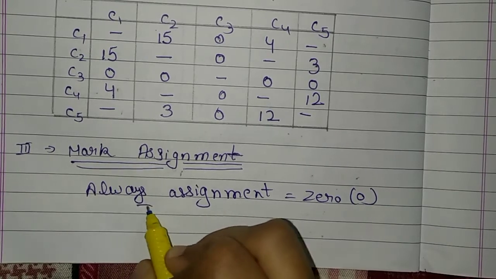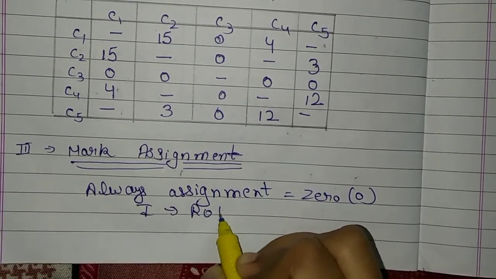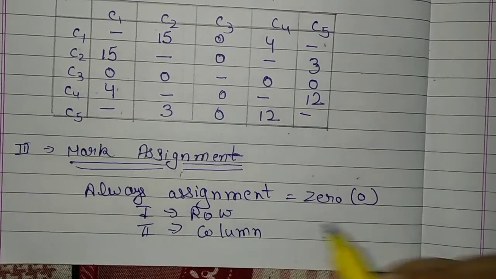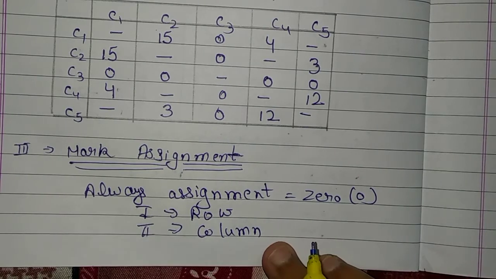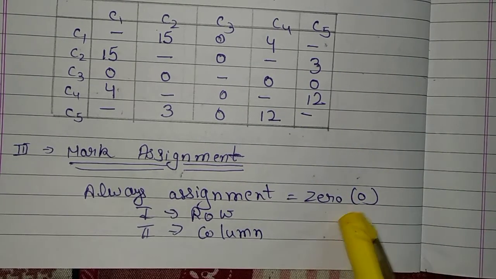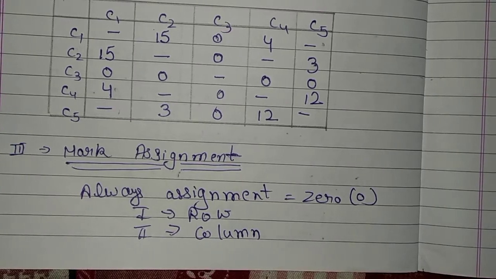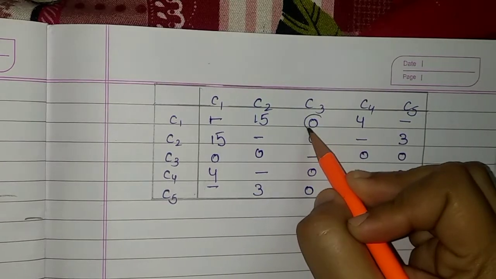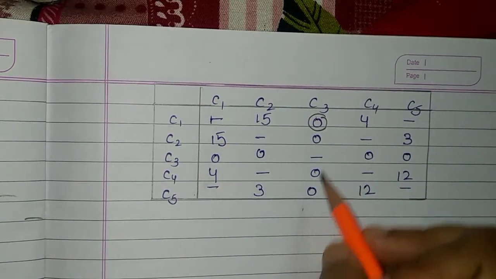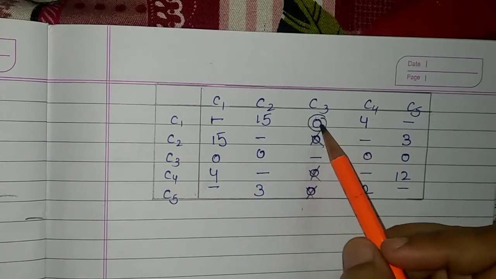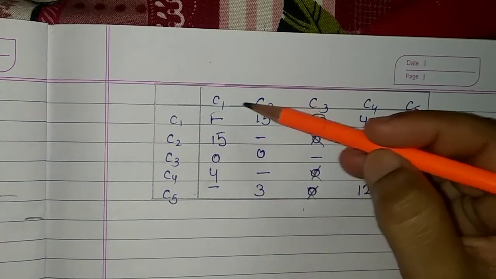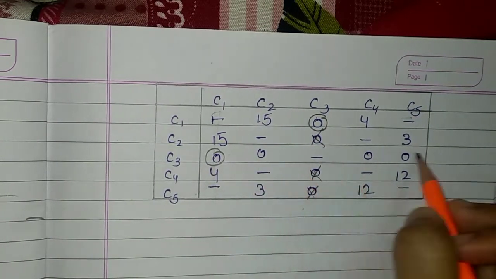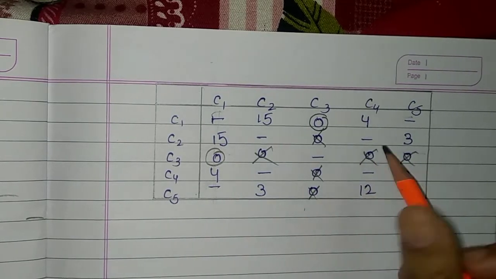First we move row wise and then column wise. Always make assignment to 0. First row wise, so we make assignment to 0 and the respective zeros are cut. First we move row wise, then we move towards column wise. So we make assignment to 0, the respective zeros are cut. Row wise.